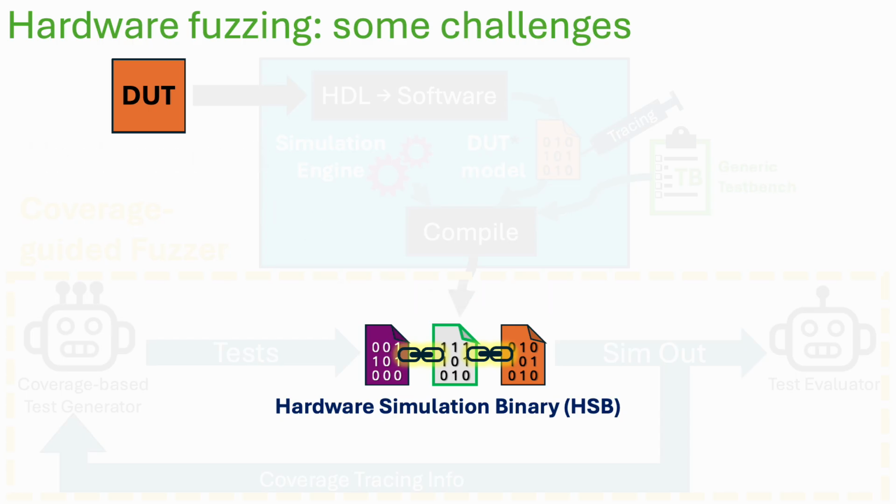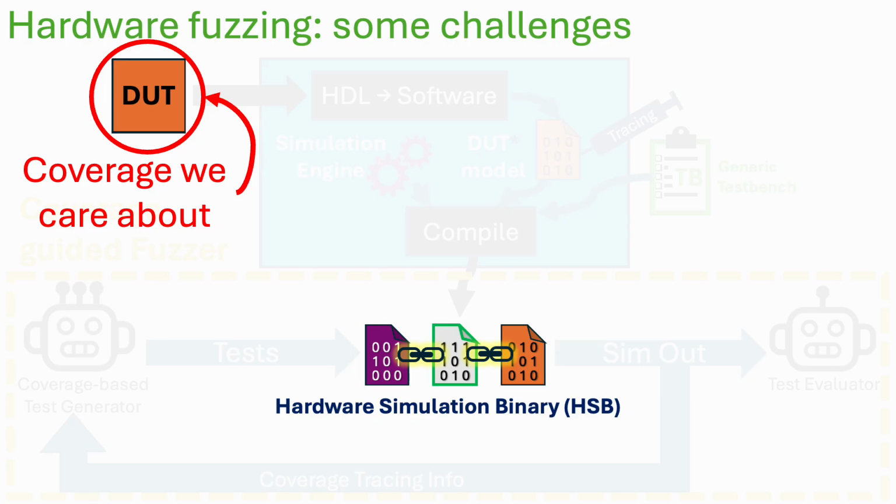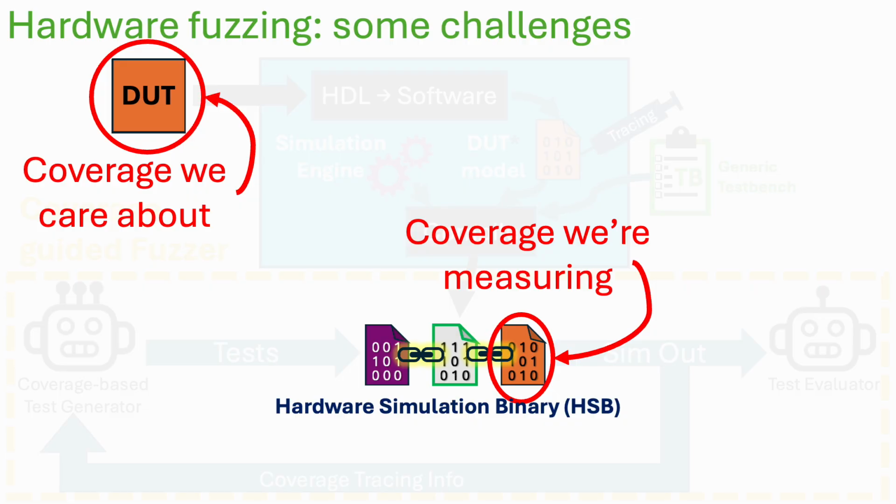Another challenge that the authors had to deal with is how to actually know that you're achieving better and better coverage on the design under test. So, in other words, we care about coverage here, but we're only measuring it in the software model of the design under test that's in this hardware simulation binary. So they had to argue that the better the software model is covered, the better the hardware is covered.